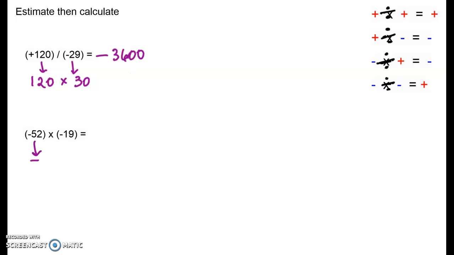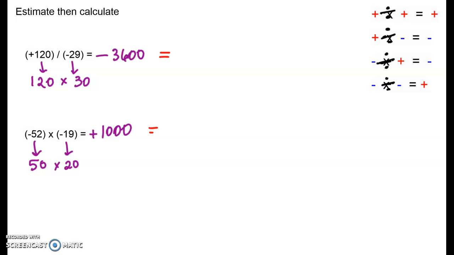I'm going to estimate this towards 50, this towards 20. If I multiply those together, I'm going to get 1,000. And it will be a negative times a negative, which will be positive. So we have a pretty realistic estimate here. Now let's do the actual calculations.